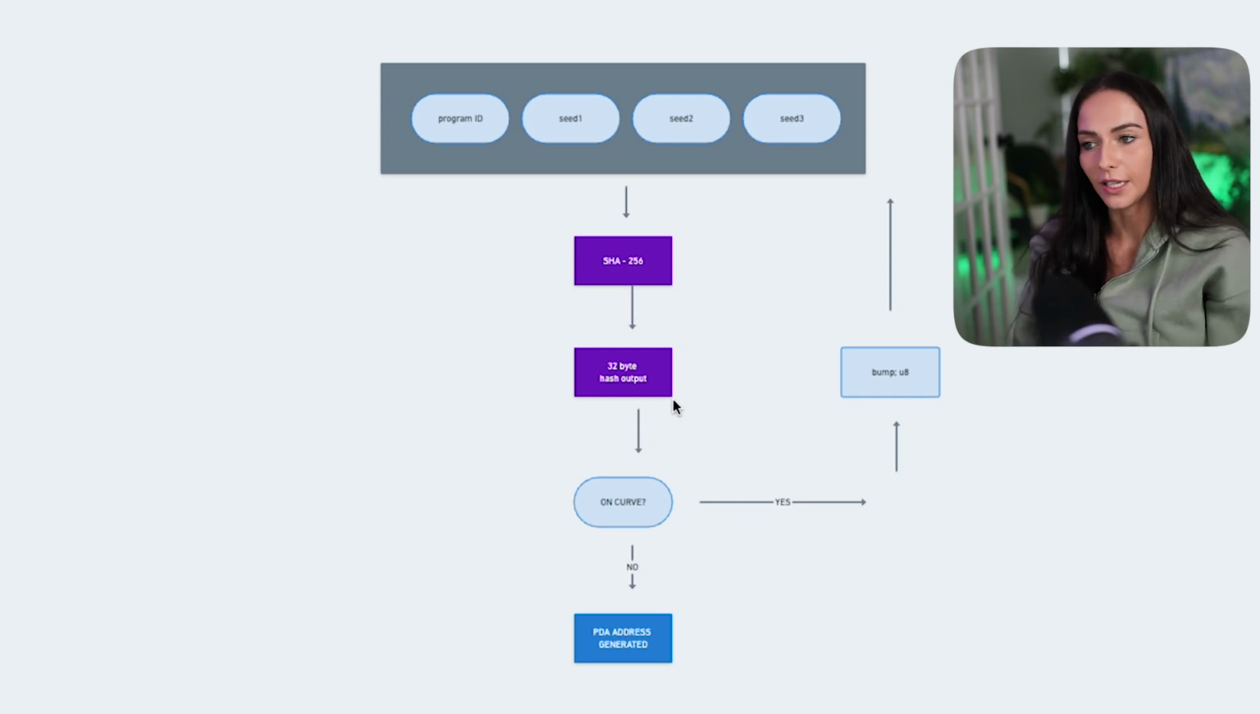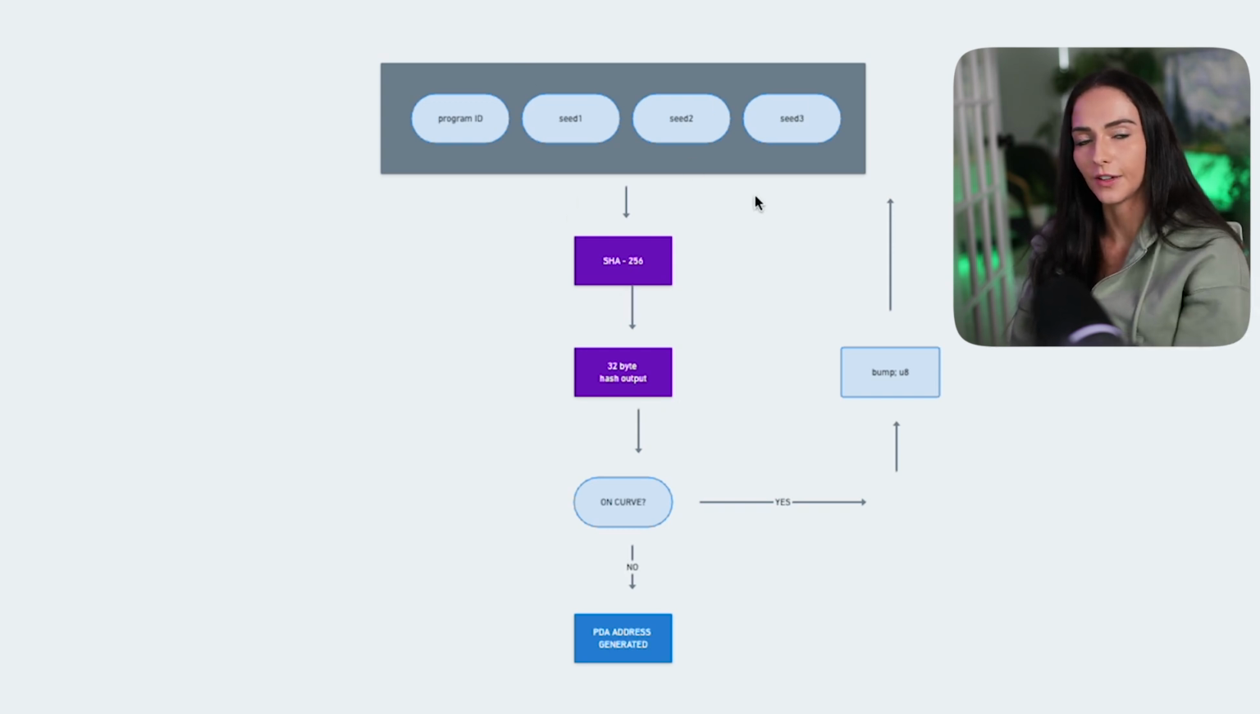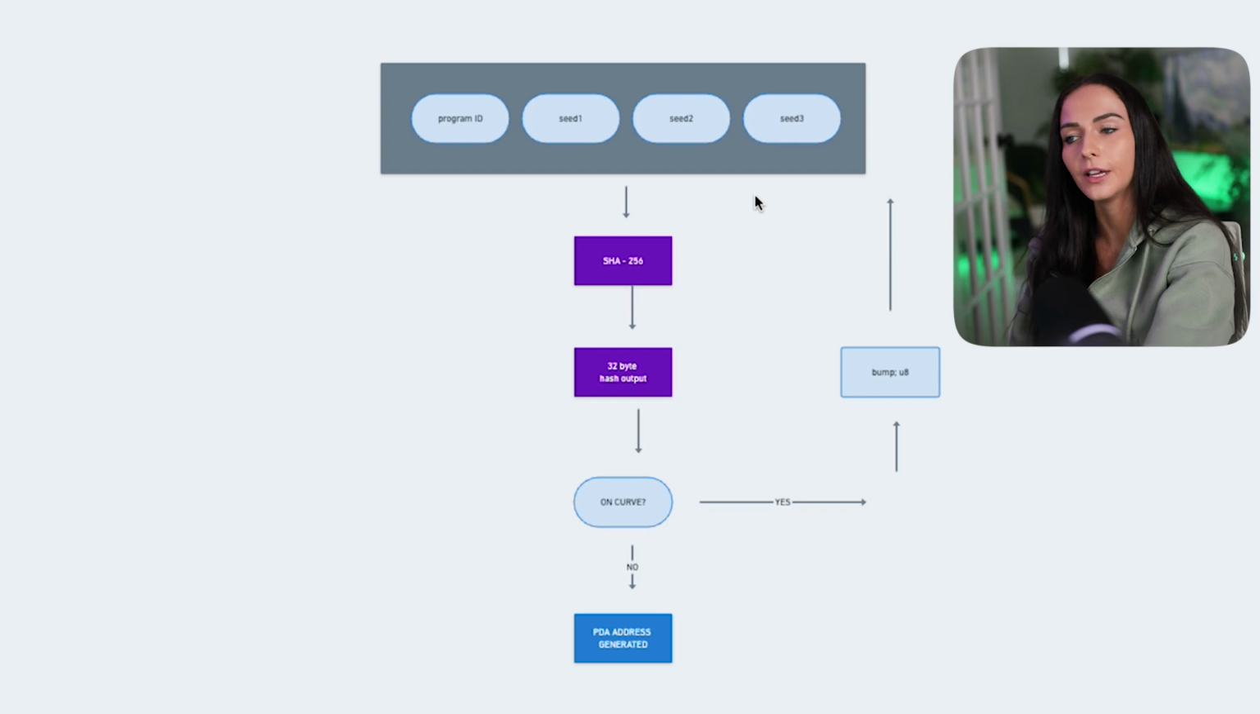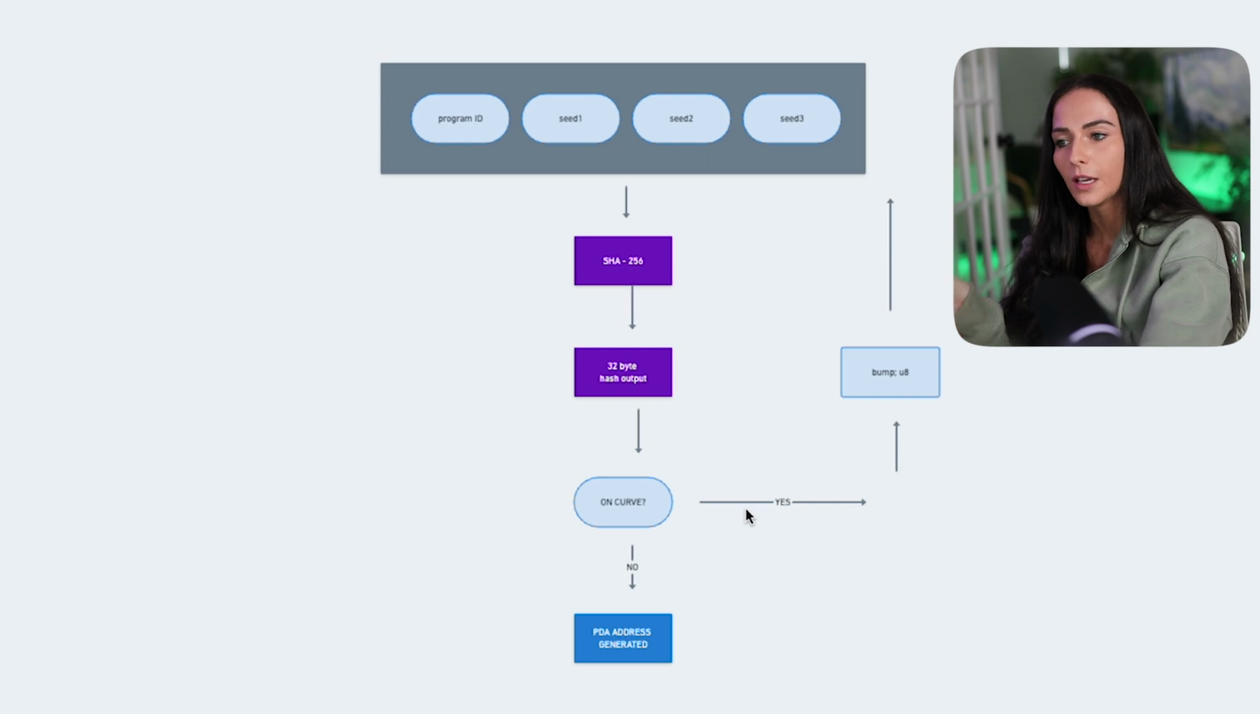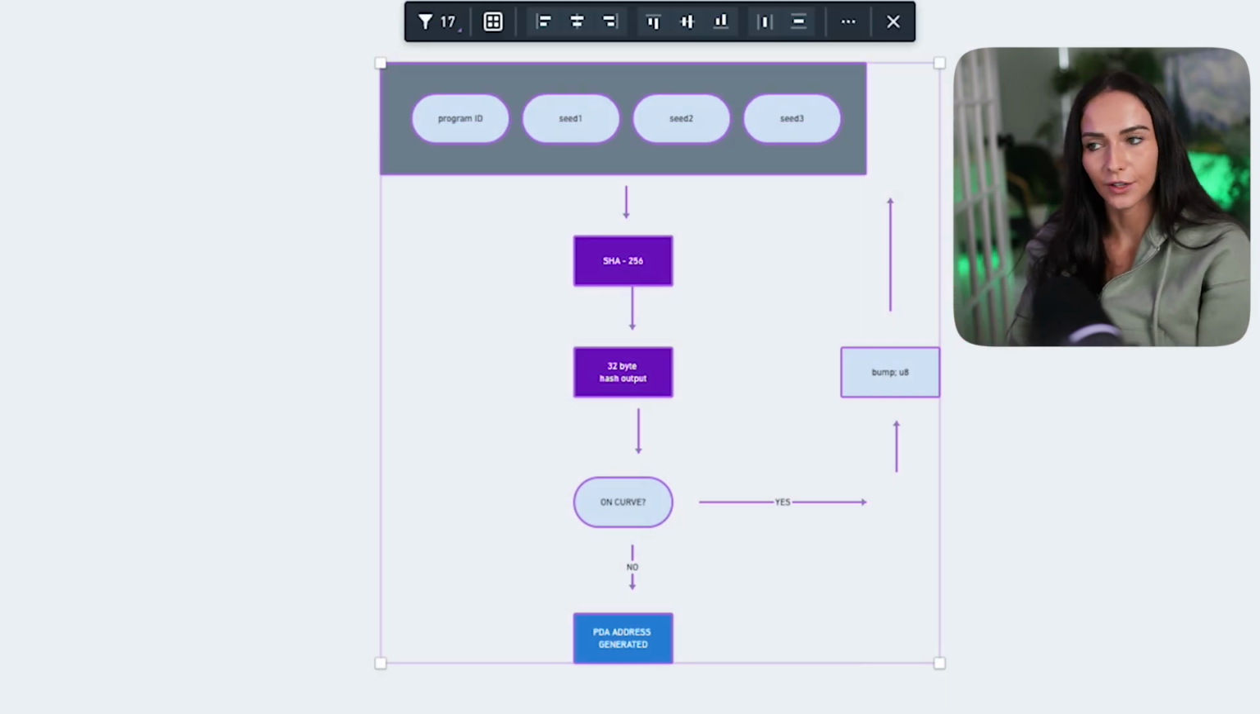So this is how PDAs are generated. You have your input data that is defined in your Solana program. It's going to run through the SHA256 hash function. It's going to spit out a public key, your 32-byte hash output. It's going to check to see, is this on curve or not? If it's not, you have your PDA. If it is, it's going to add a bump to your data set and then reiterate through this loop. Every time it reiterates through the loop, it's going to decrement one from your bump. So the first time it runs, your bump will be 255. The second time it runs, your bump will be 254, and so on. And this is the flow process of generating a PDA on chain. So conceptually, that's everything you need to know for PDAs and bumps.